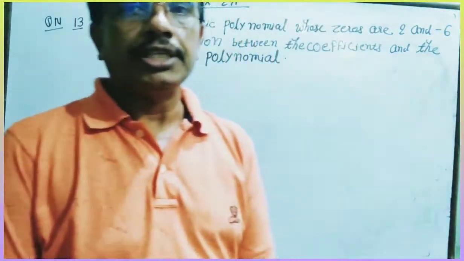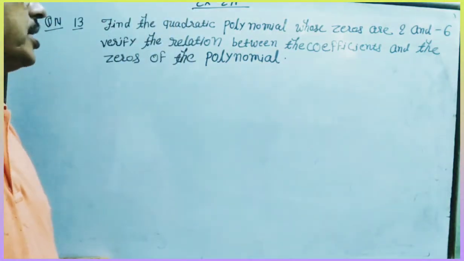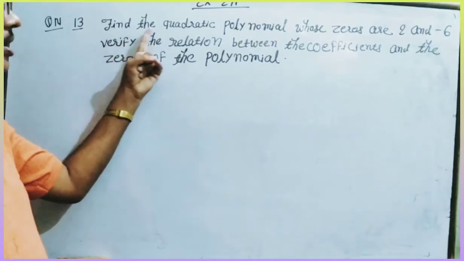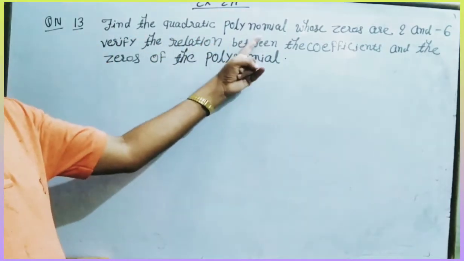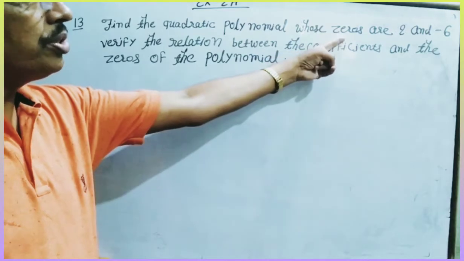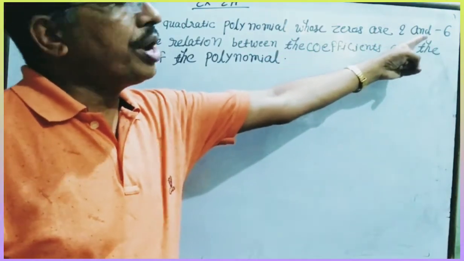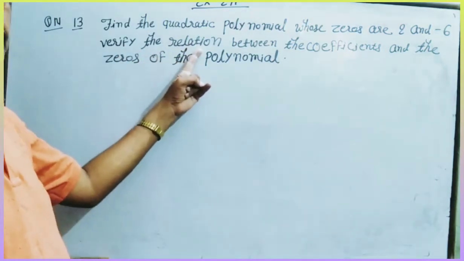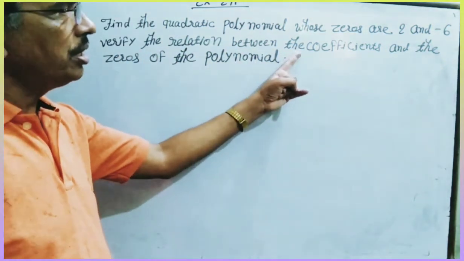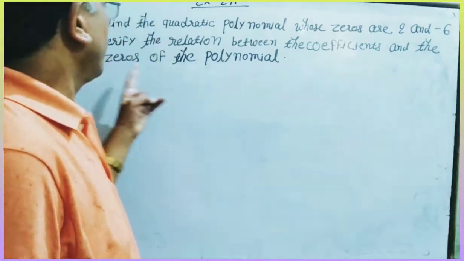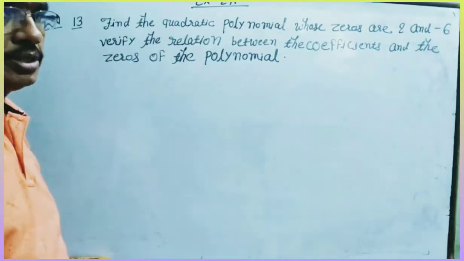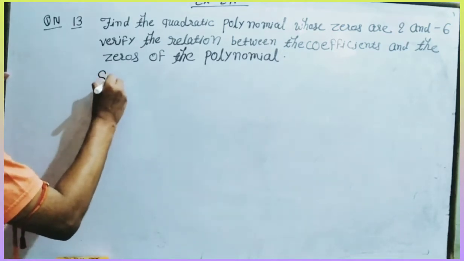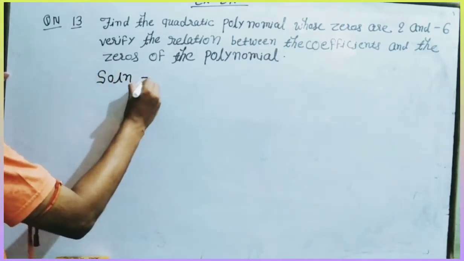Your first question is question number 13, and that is: find the quadratic polynomial whose zeros are 2 and minus 6, and verify the relation between the coefficients and the zeros of the polynomial. So dear students, in the solution you are given two things, that is the zeros.